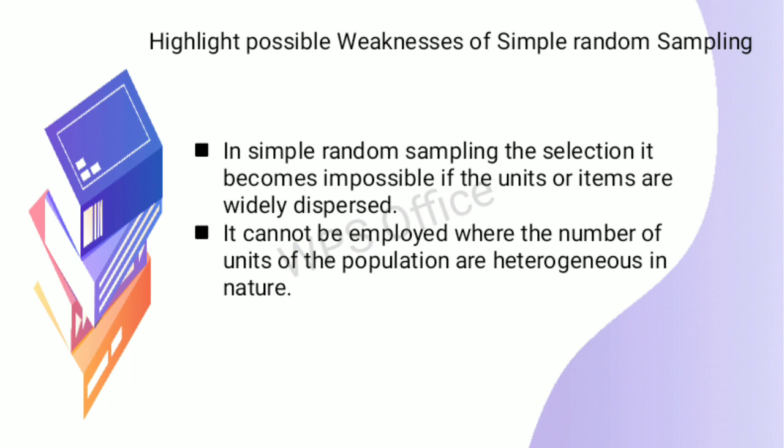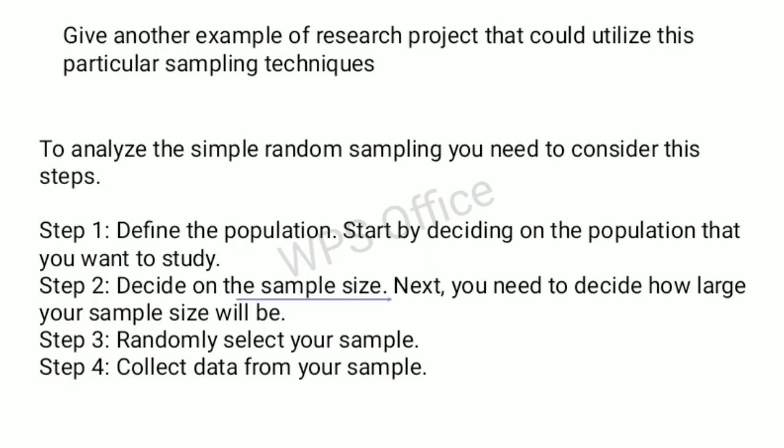Next are the weaknesses of simple random sampling. In simple random sampling, the selection becomes impossible if the units or items are widely dispersed. It cannot be employed where the units of the population are heterogeneous in nature. And the last one is to give another example of a research project that could utilize this particular sampling technique.